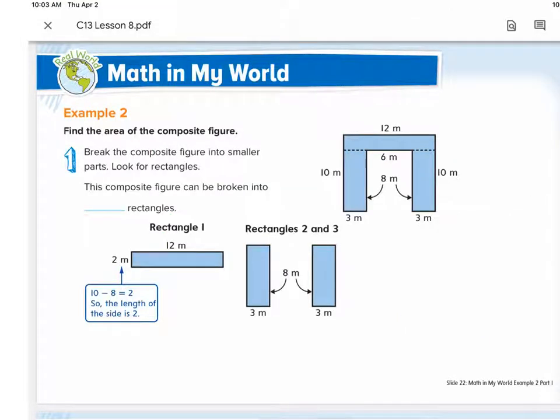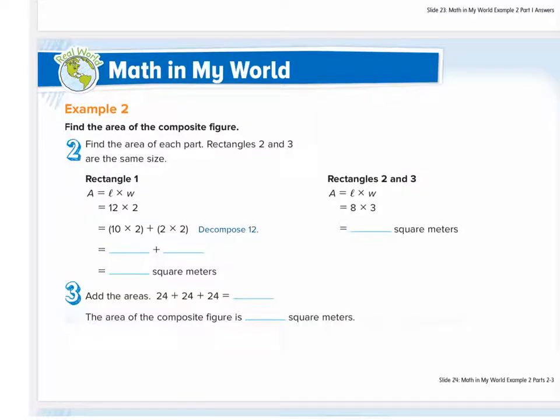In example 2, we're finding the area of a composite figure, and they've already broken the figure into smaller parts to find 3 rectangles. We've got 2 rectangles that are of the same size, rectangle 2 and 3, and a rectangle that is longer and skinnier than rectangle 2 and 3, which is rectangle 1. So it can be broken apart into 3 rectangles.